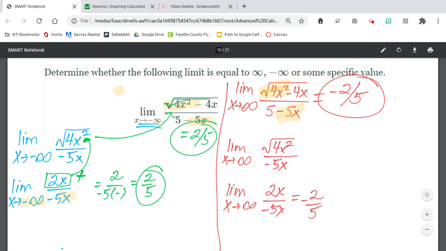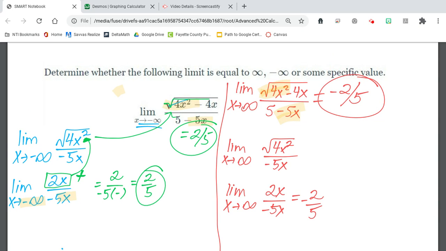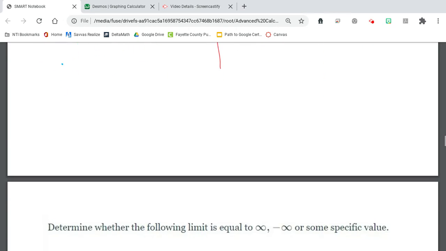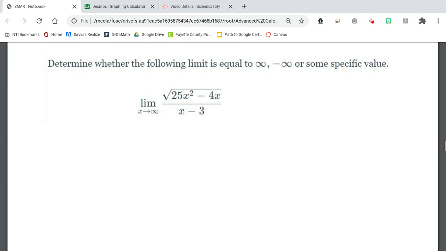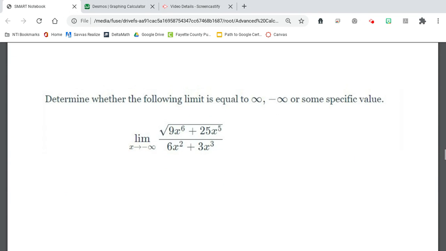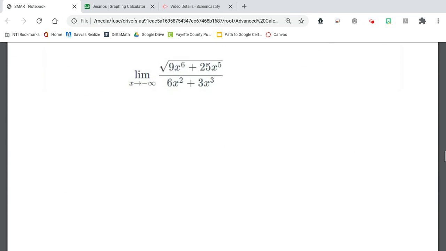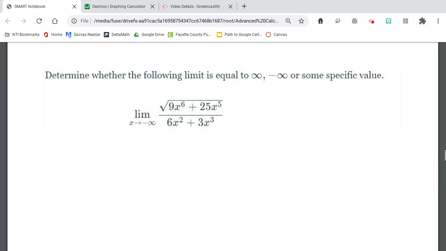Okay, let's see, what else can we do? Let's move down to, you'll have a few that are radical. Sometimes they approach positive infinity. Sometimes they approach negative infinity. So be careful with that. Watch out for what it asks you for.